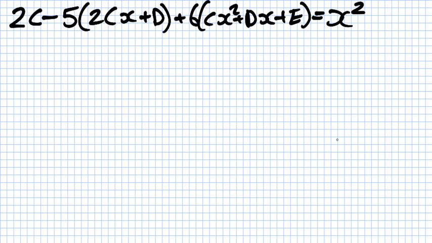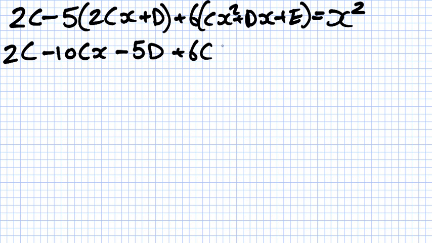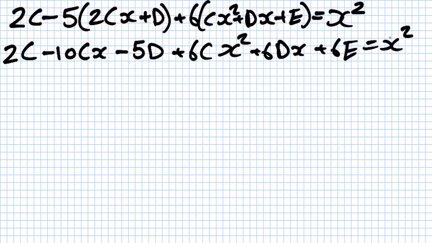Let's have a look at this one now. So first, this one here we'll have a look at, because I know you were asking me about this one. If I just open up the brackets on the left, I have 2c minus 10cx minus 5d plus 6cx squared plus 6dx plus 6e equals x squared.